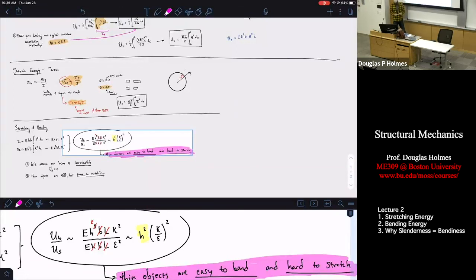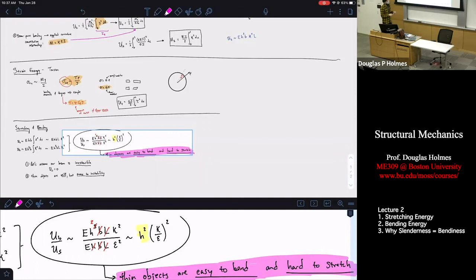What we're going to do next class is look at a couple of other types of deformations, again using the scaling approach. We're going to look at when does gravity matter for a structure? And we're going to look at when does a fluid that's touching a structure matter. And what I mean by matter is when does that thing, gravity, fluid, start to deform our structure.